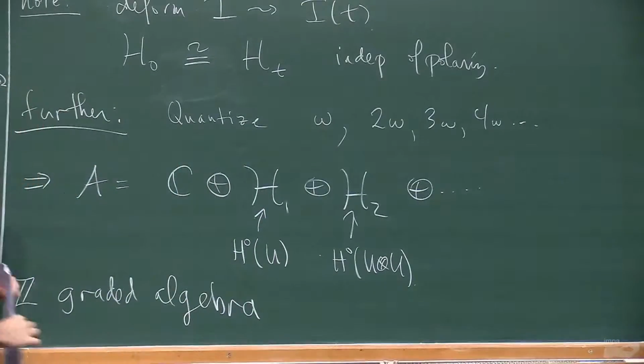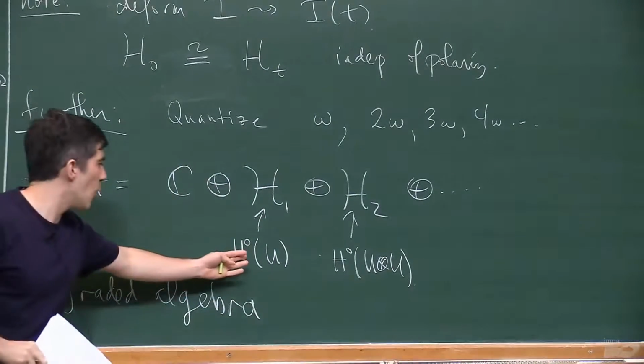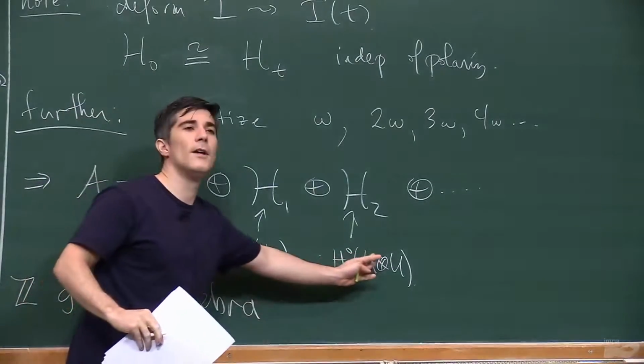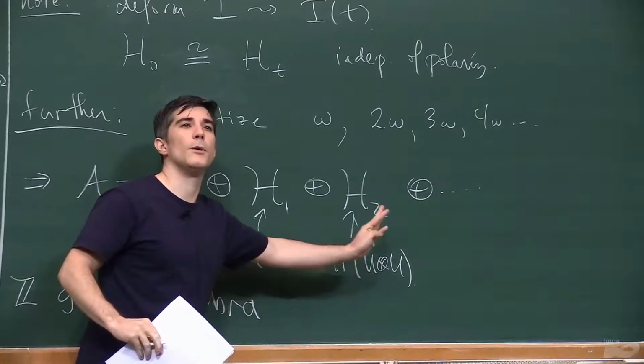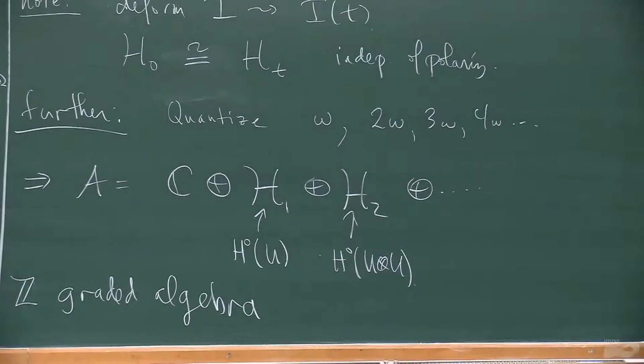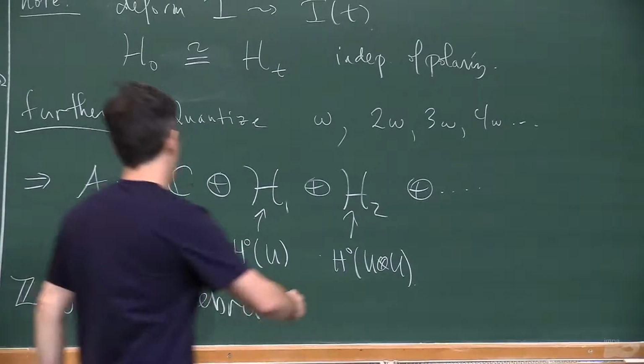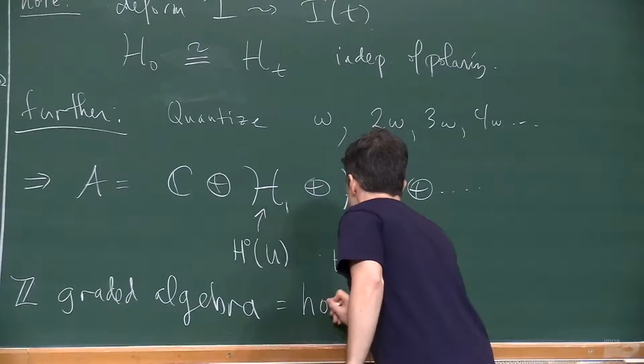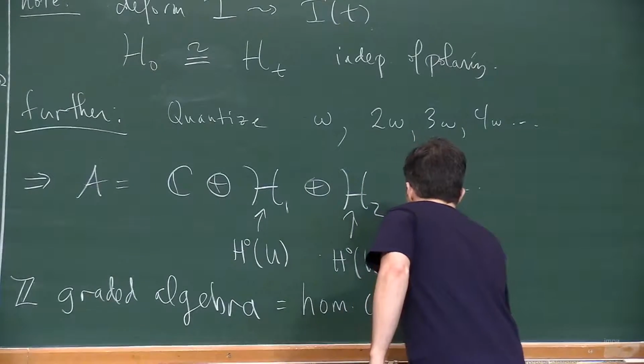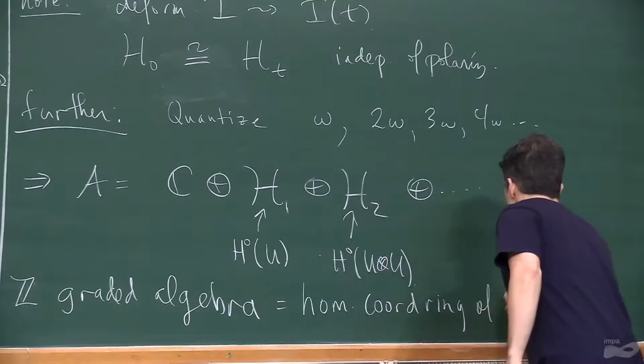Okay. Now, what is this Z-graded algebra? It's the holomorphic sections of u, u squared, u cubed, and so on. Okay? And this is very well known in algebraic geometry. This is the homogeneous coordinate ring of the complex manifold.